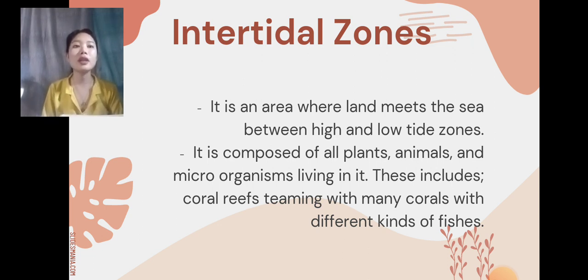So, yung intertidal zone, ito naman yung area kung saan magmi-meet yung land and yung sea between sa high tide and low tide. Sa intertidal zones, meron ditong mga plants, animals, and other microorganism na nakatira dito. Like coral reefs and different kinds of fishes.